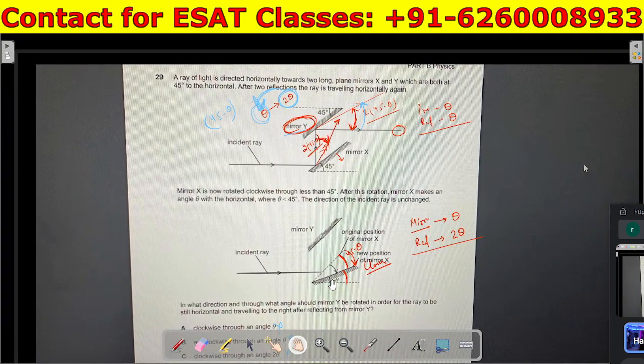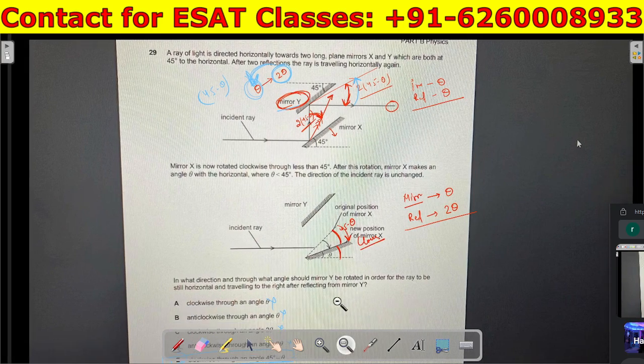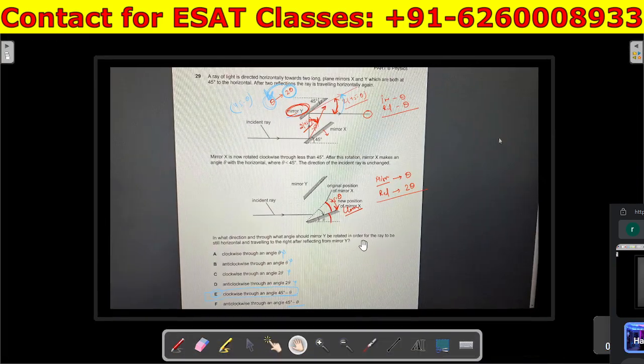Which number is this question? This question is 29. Okay. These are very conceptual questions. Everything needs to be crystal clear.